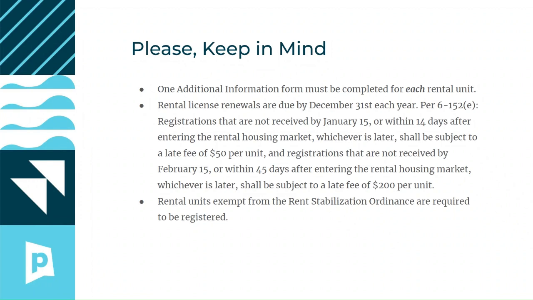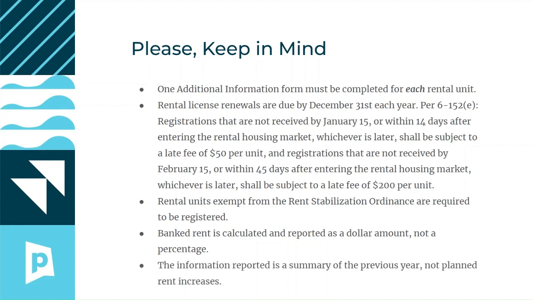If a rental unit is exempt, registration is still required. However, Section 3 of the additional information form does not need to be completed. Banked rent is always a dollar amount, never a percentage. The additional information form is a summary of rent for the previous year, specified by the dates on the form. It is not intended to report planned or upcoming rent increases.